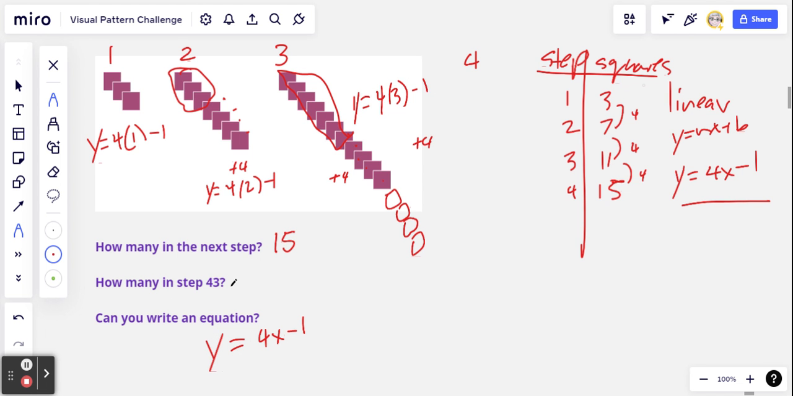And now, to calculate the number in step 43, we just plug 43 in for x. So y equals 4 times 43 minus 1. And 4 times 43, well, 4 times 40 is 160, and 4 times 3 is 12, so that's 172. Minus 1 is 171 squares in step 43.